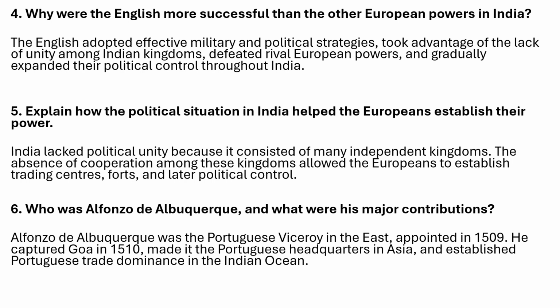Explain how the political situation in India helped the Europeans establish their power. India lacked political unity because it consisted of many independent kingdoms. The absence of cooperation among these kingdoms allowed the Europeans to establish trading centers, forts, and later political control.